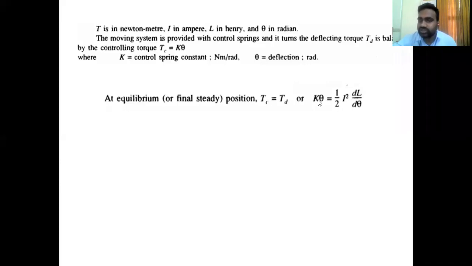Controlling torque is nothing but k into theta. So if we equalize both of them, what will happen with respect to theta? Theta is equal to half into I square divided by k into dL divided by d theta. So this is the analysis with respect to the deflection torque and controlling torque. Is it clear?